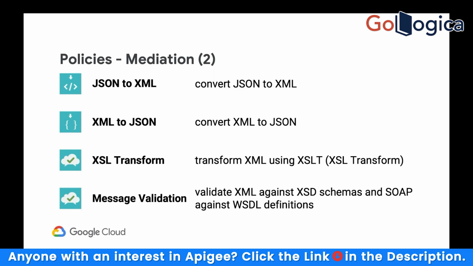Then message validation, or SOAP message validation policies, to validate the SOAP request. If there is a SOAP request, we'll validate against an XSD or schema, or a WSDL file. But again, this is very rarely used because Apigee is more of a REST kind of thing. So we do not expose SOAP services through Apigee, at least not that I have seen. So this policy is very rarely used.